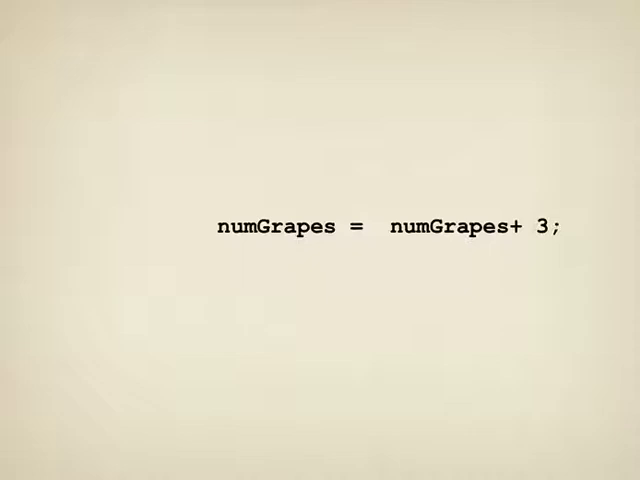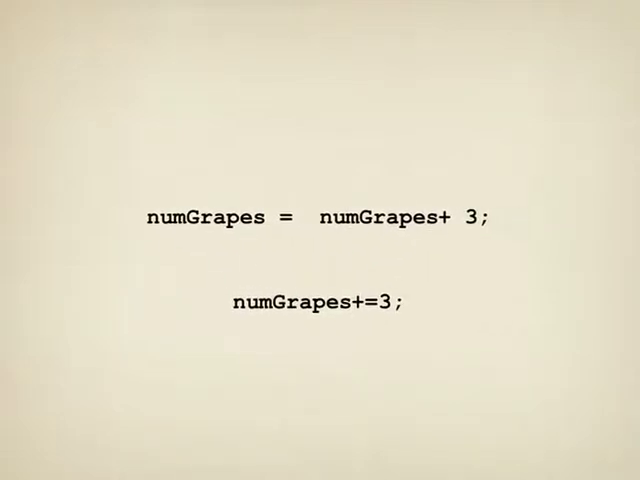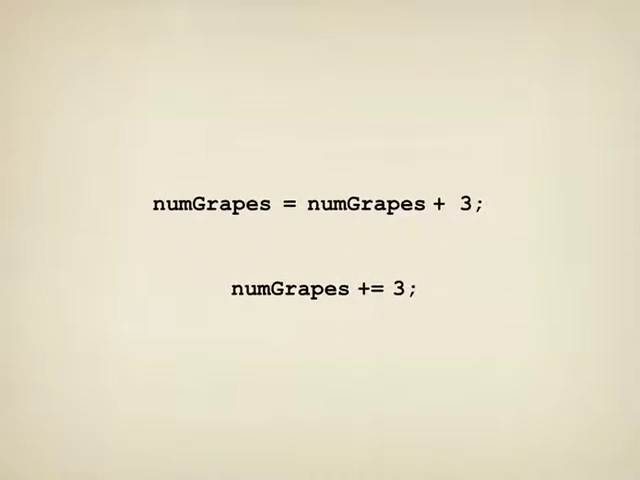And to motivate that, I'm just going to take this text and copy it and move it over to the left. And then I'm going to get rid of the stuff to the left. And notice what's in the middle: numGrapes += 3. Well, let me pull these two lines apart. These two lines are identical. They both mean the same thing. numGrapes = numGrapes + 3 is identical to numGrapes += 3.